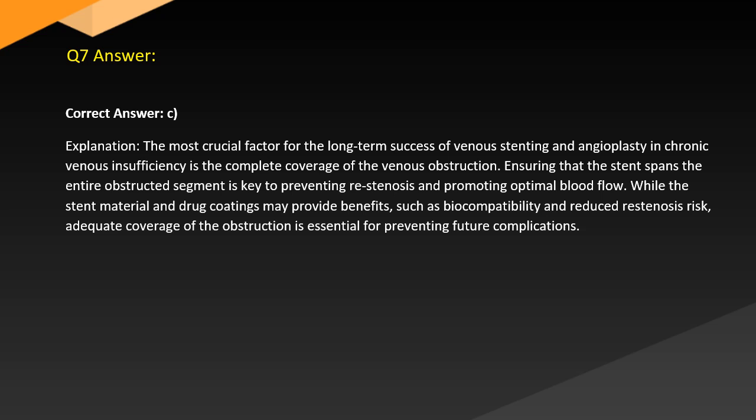Answer. Correct answer C. Explanation. The most crucial factor for the long-term success of venous stenting and angioplasty in chronic venous insufficiency is the complete coverage of the venous obstruction. Ensuring that the stent spans the entire obstructed segment is key to preventing restenosis and promoting optimal blood flow.